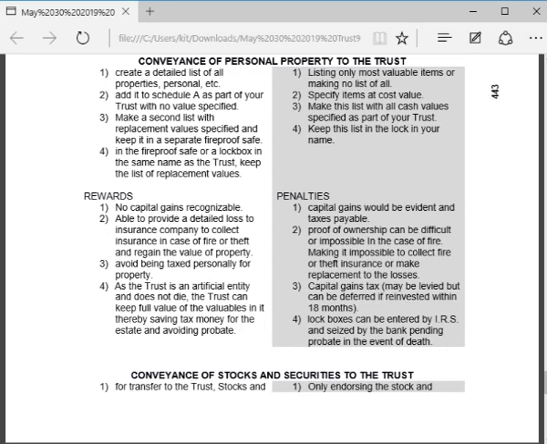Penalties: 1. Capital gains will be evident and taxes payable. 2. Proof of ownership can be difficult or impossible in the case of fire, making it impossible to collect fire or theft insurance to make replacement of the losses. 3. Capital gains tax may be levied, but can be deferred if reinvested within 18 months. 4. Lockboxes can be entered by the IRS and seized by the bank pending probate in the event of death.